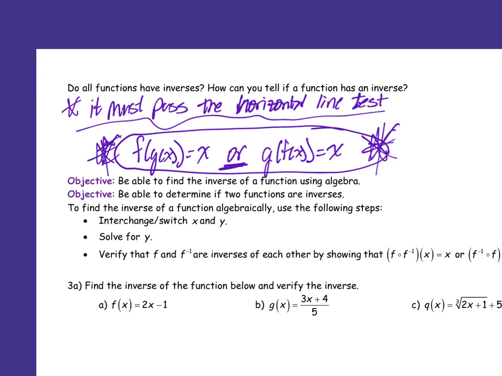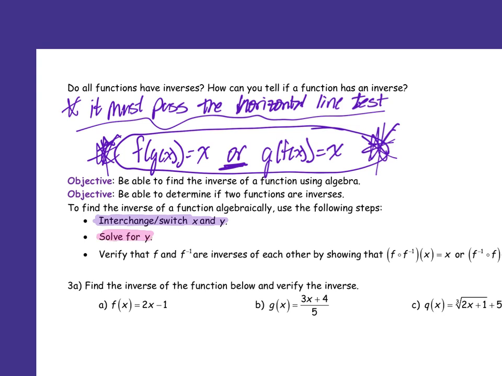Ready? Okay, listen very carefully. There's 3 steps, okay? Actually, really only 2, but still 3. Interchange the x and y, or switch the x and y. I take the x, I put it where the y is. I take the y, I put it where the x is. Okay? Do you guys understand that step? So it's just like the point. I take my x, take my y, and I switch them.